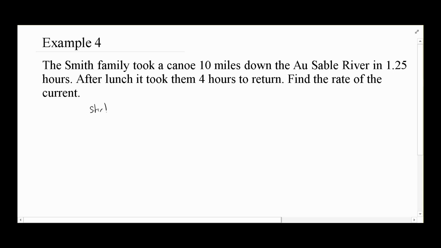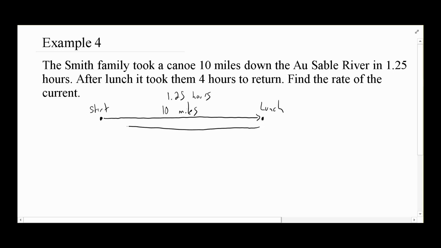So we're starting at some location here. We're going to go for, it says 10 miles. And then we're going to have lunch here. Those 10 miles took us 1.25 hours. Now, after lunch, we're going to go back to where we started from. It's going to take us 4 hours. Now, in looking at this picture, the distance didn't change. The distance is 10 miles in each case. So the distance doesn't change, just the time.